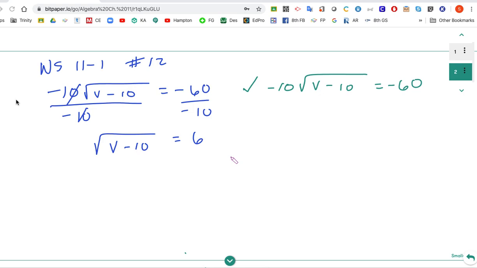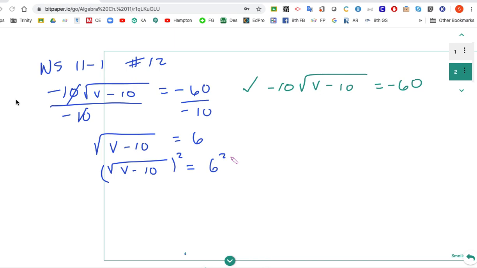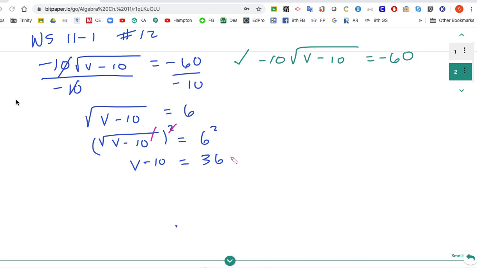Now remember, we want to get rid of the radical sign, and in order to do that, we're going to square both sides. The radical sign then is canceled out. Now that leaves us with v minus 10 is equal to 36. And now we're going to simply solve for v. Zero pair out the 10. V is equal to 46.